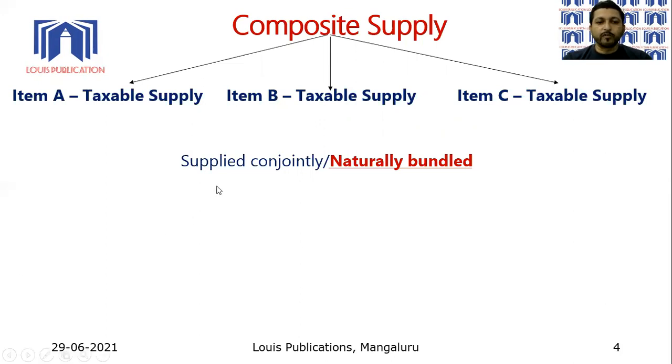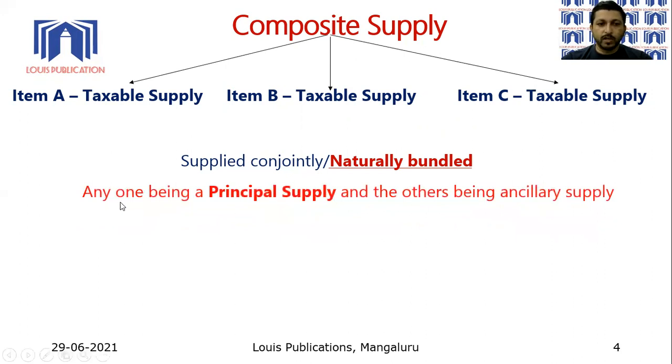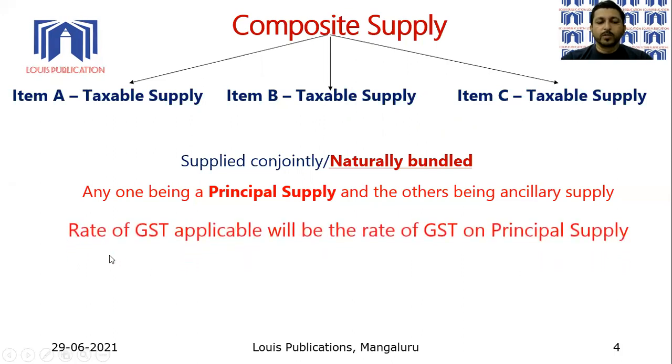So normally in case of composite supply, we say supplied together, supplied conjointly, or naturally bundled, putting together. So when the term naturally bundled is given, it's a clear indication that it is an example of composite supply. And as mentioned, any one being a principal supply and the others being only ancillary, related to, connected to the major supply, connected to the principal supply. So the rate of GST applicable is the rate of GST on principal supply. We have already discussed this in the earlier session.